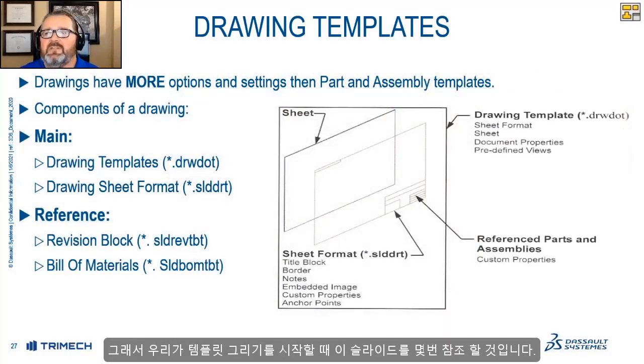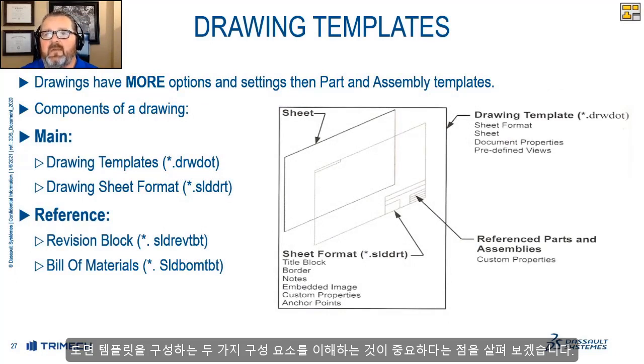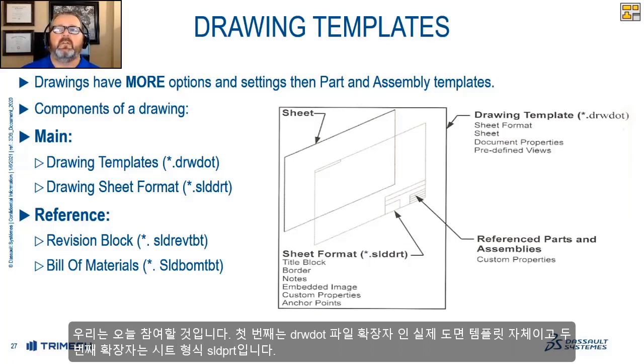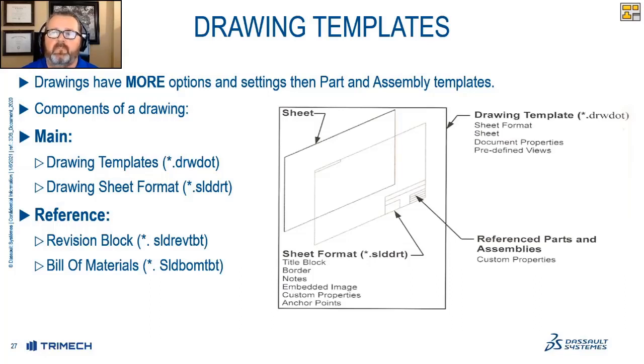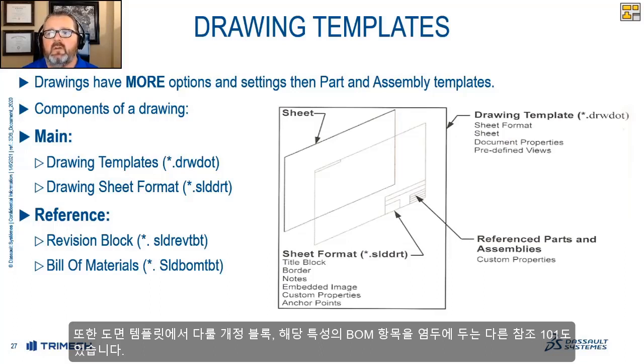So when we start getting into drawing templates, we're going to reference this slide a couple times. Let's take a look at that. It's a critical one to understand the two components that make up a drawing template we're going to be engaging on today. The first one is the actual drawing template itself, which is a DRW.dot file extension, and the second is a sheet format, SLD.drt. Both have critical components that we'll be dealing with and we'll be exploring in just a minute. There are also other reference ones you'll want to keep in mind, a revision block, bill of materials, items of that nature that we'll deal with in drawing templates.